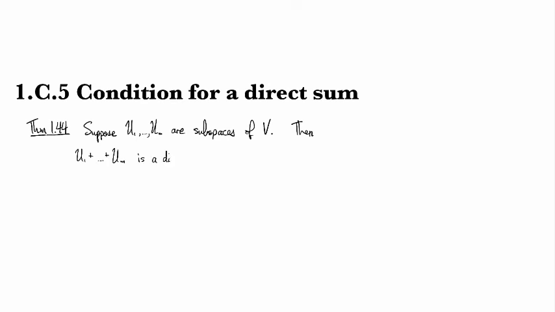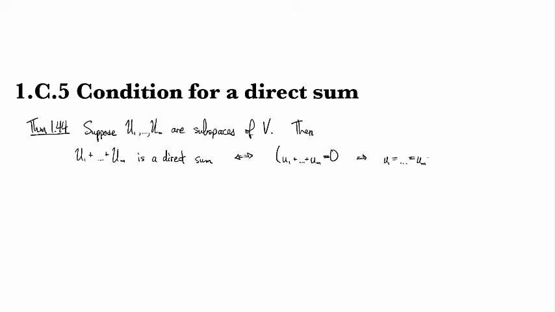We have a direct sum if and only if the following implication holds: U1 plus through UM can add up to 0 only when all of the pieces are equal to 0. And I'll denote this implication right here with a purple star.